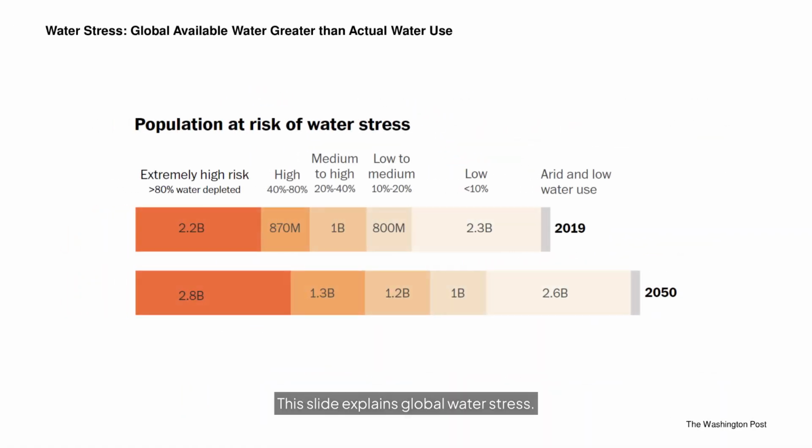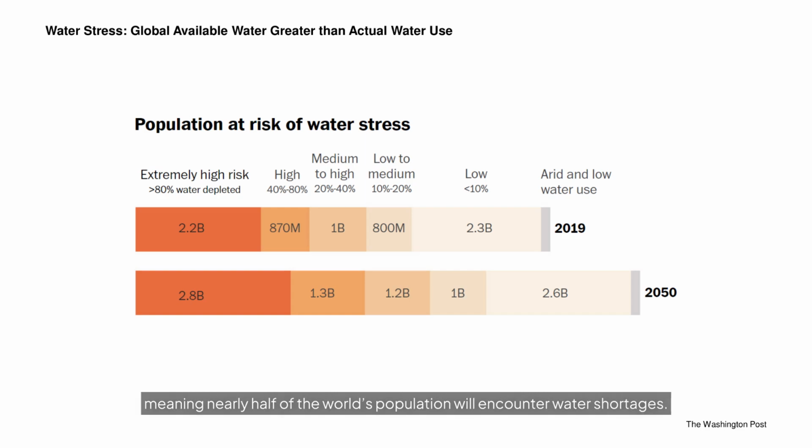This slide explains global water stress. As you can see, 2.2 billion people worldwide are at extremely high risk, while by 2050, this number will grow to 2.8 billion, meaning nearly half of the world's population will encounter water shortages. This slide points out not only water overuse, but also social inequality, as developing countries are more vulnerable to the impacts of water stress.